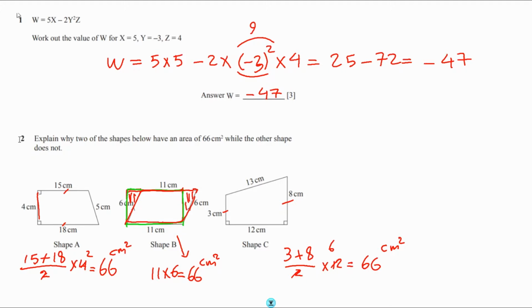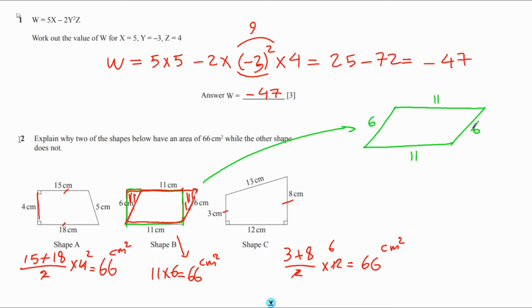The only shape that could look a bit more complex is the middle shape, which I'm going to draw in here and discuss again through here. So we have a shape which is 11 and 11 centimetres, and 6 and 6.